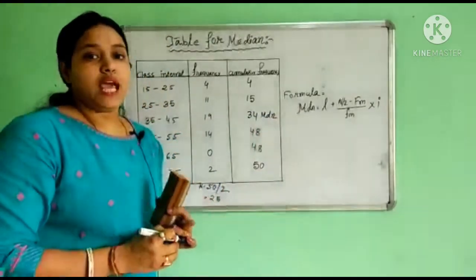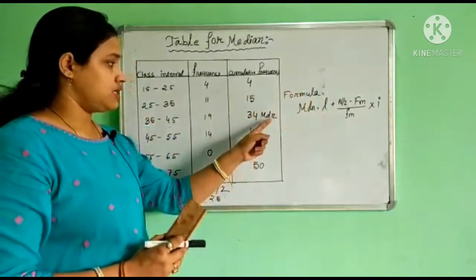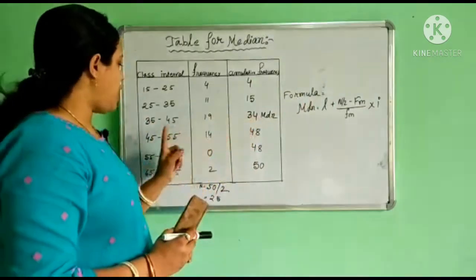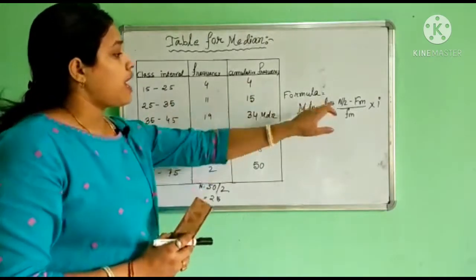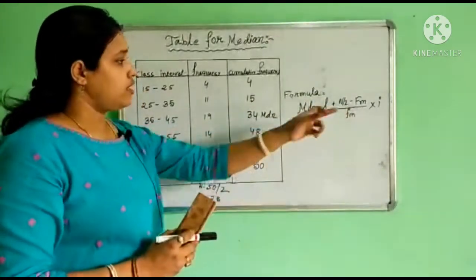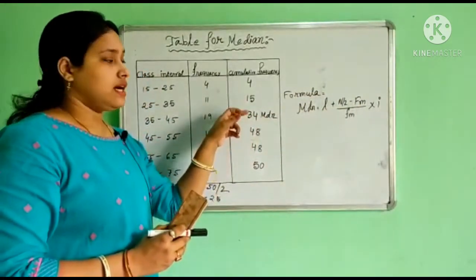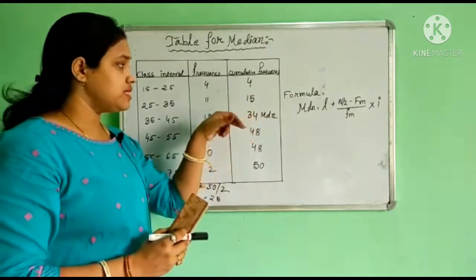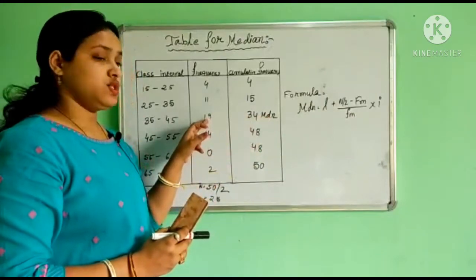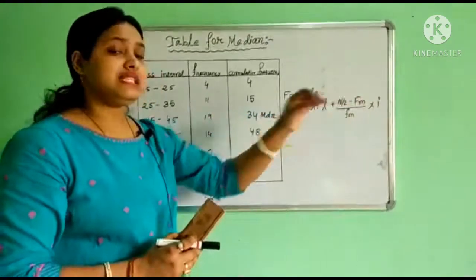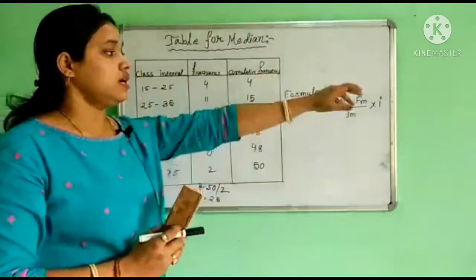Now we can apply our formula. Here L means the lower limit of the median class. The median class was 34, so our lower limit is 35. Now n divided by 2 is 25. Fm means the cumulative frequency just preceding the median class, so the preceding one is 15. Small fm means the frequency of the median class, and i means the length of the class interval, which is 10.